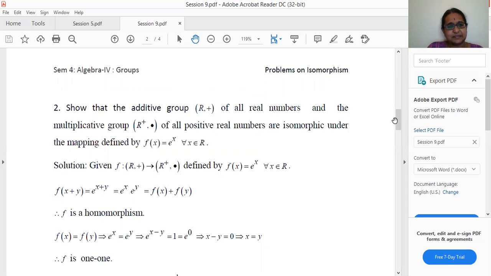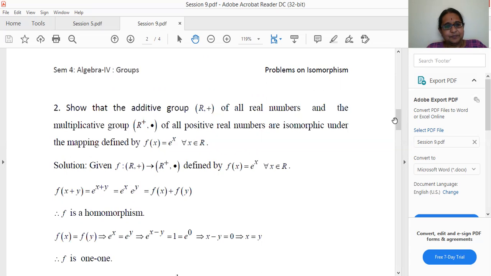Consider two elements, let x and y belong to R. Under the mapping given, f of x is e power x and f of y is e power y. f of x plus y will be equal to e power x plus y. e power x plus y is nothing but e power x into e power y.